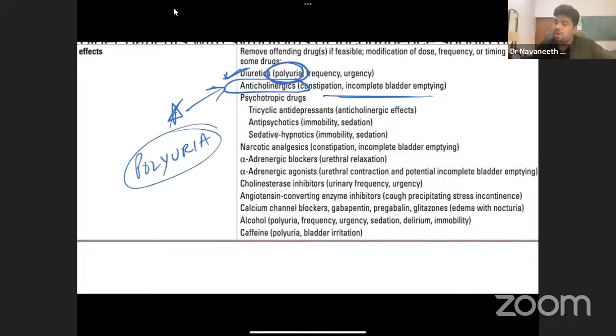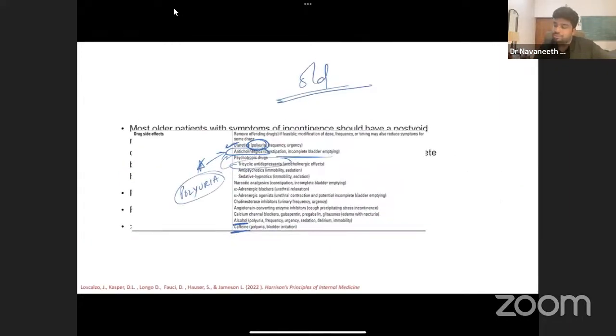Other important causes are tricyclic antidepressants, which are going to have anticholinergic effects, and then alcohol and caffeine. Both of these are important causes that can cause problems of incontinence, and you need to remove them.